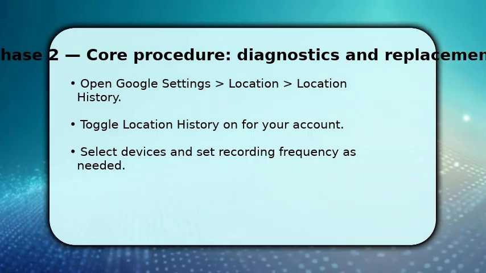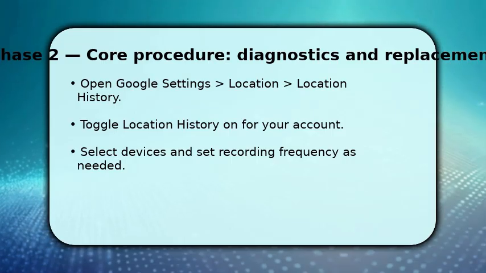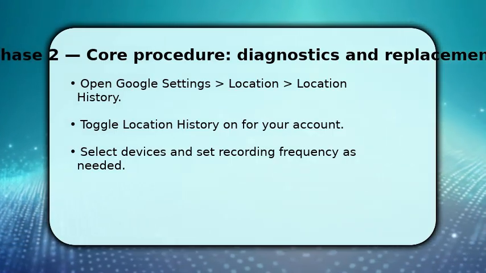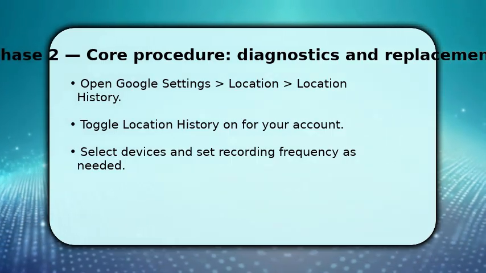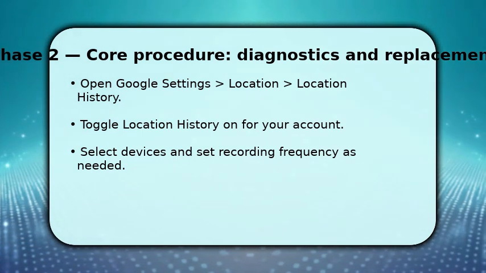You can adjust recording preferences. Higher frequency gives more points but uses more battery. Choose what balances accuracy versus power. Once turned on, Android will begin logging coordinates and timestamps to your Google account automatically.